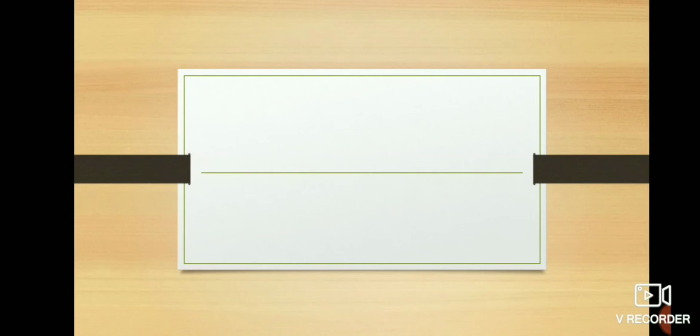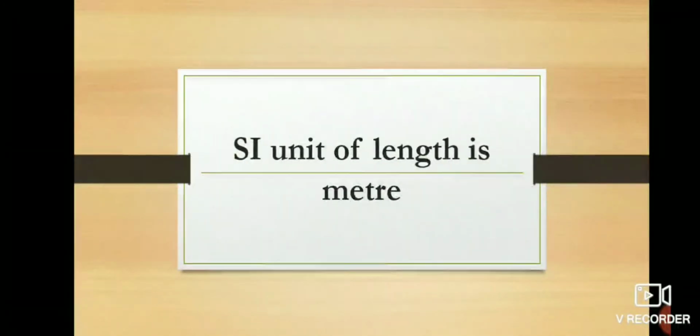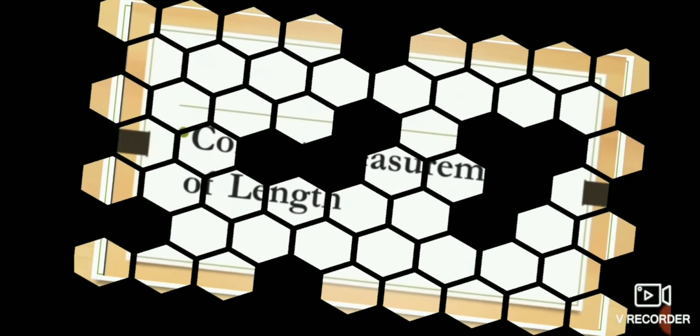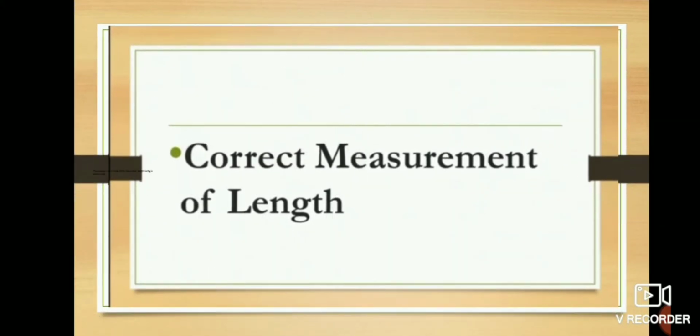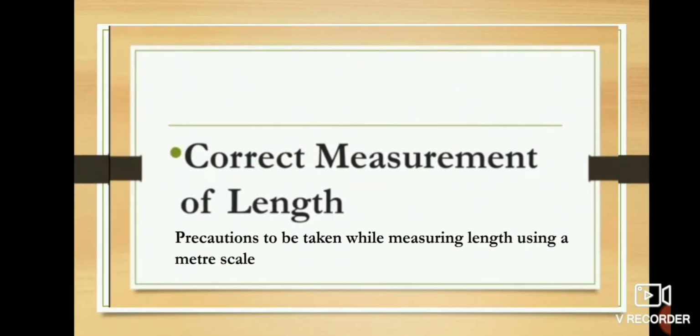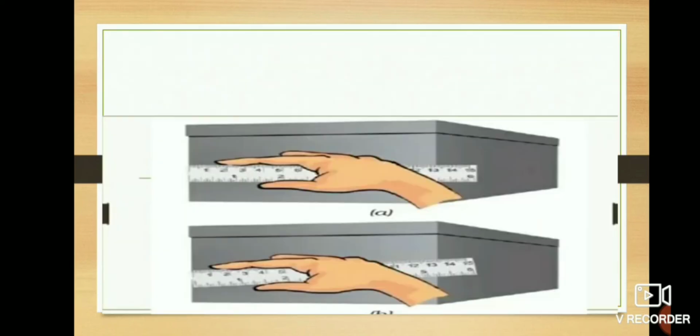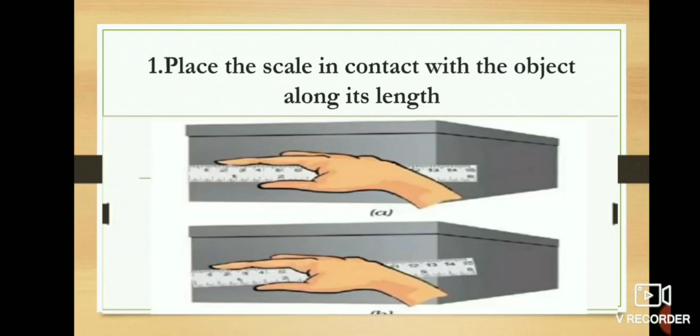And which is the SI unit of length? Yes, you should remember, the SI unit of length is meter. Now let's move to the correct measurement of length. Precautions to be taken while measuring length using a meter scale. Mainly 3 points you want to remember. First one, place the scale in contact with the object along its length as shown in figure A. Figure B is incorrect because it is slanting.